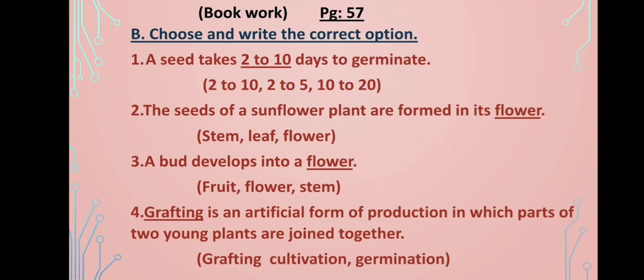Number 4. Dash is an artificial form of production in which parts of two young plants are joined together. Grafting, cultivation or germination. What is the right option? Yes, it's grafting.